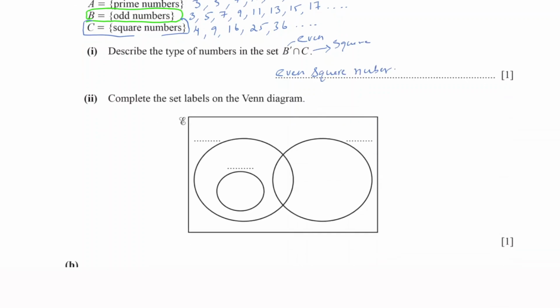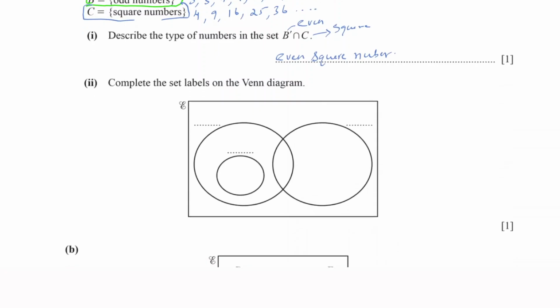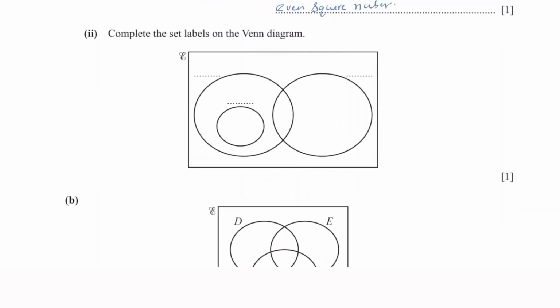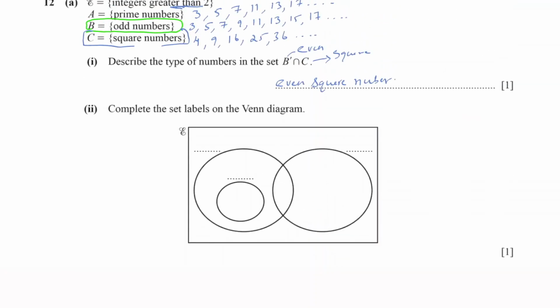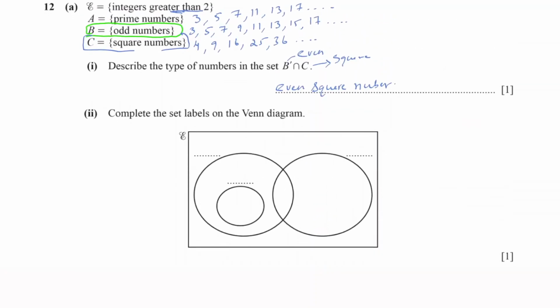So B' intersection C represents even square numbers. Now part 2: complete the set labels on the Venn diagram. Using this one only, we have to label it with A, B, C here.